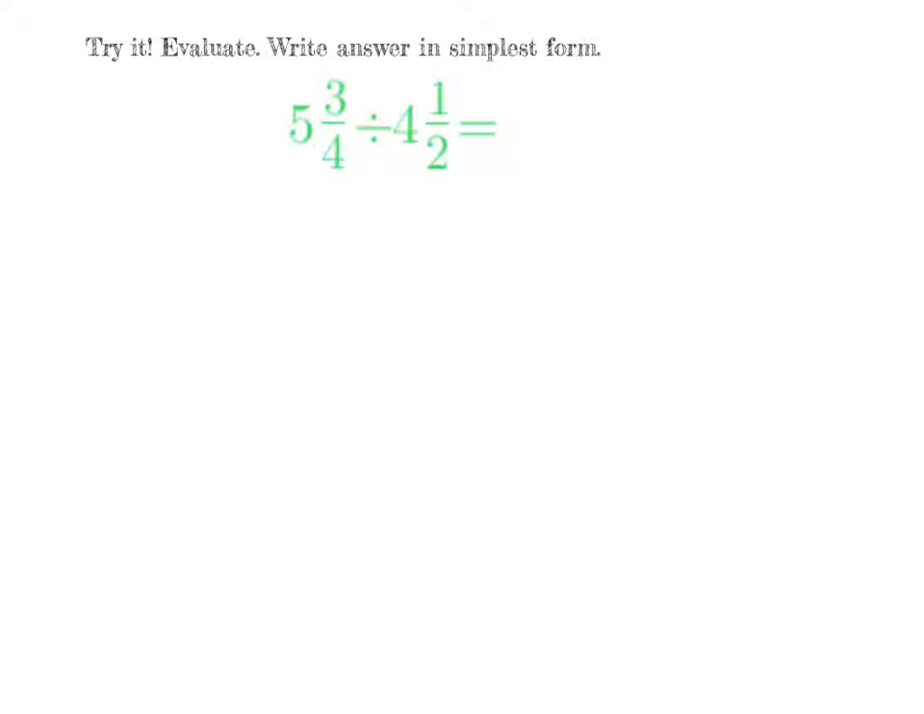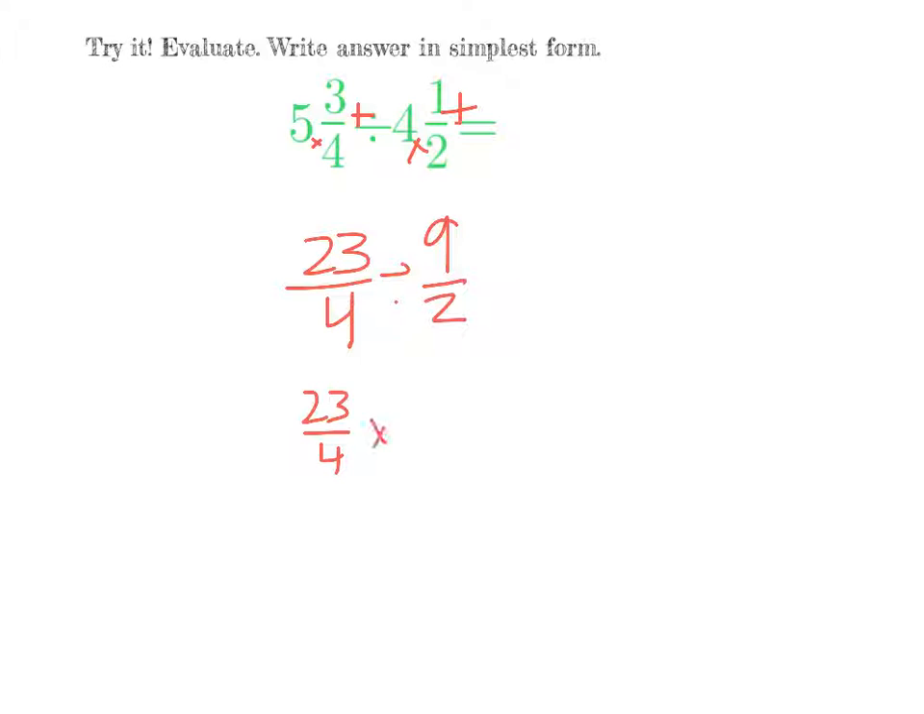Okay, to check your work, so you would have 5. We change to an improper fraction first. 5 times 4 is 20. Plus 3 is 23/4. Divided by 4 times 2 is 8. Plus 1 is 9. Fraction stays, or denominator stays the same. Now I do keep, switch, and flip. I can do a little bit of cross canceling.